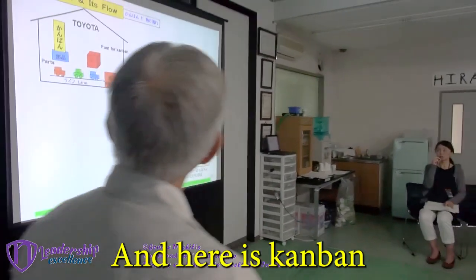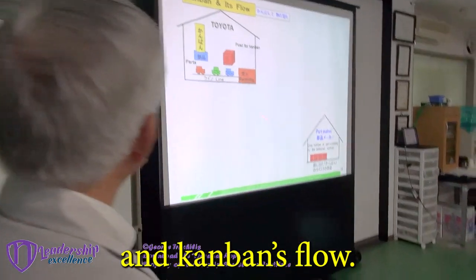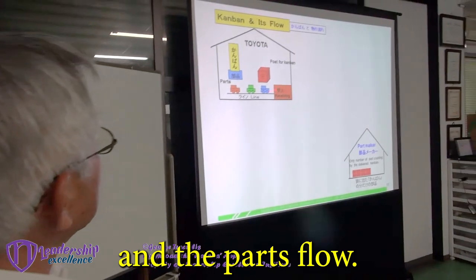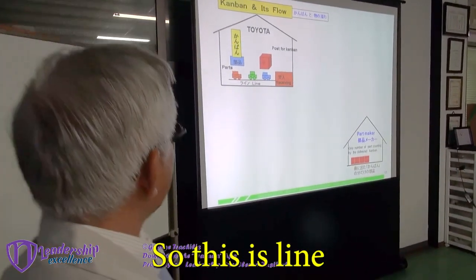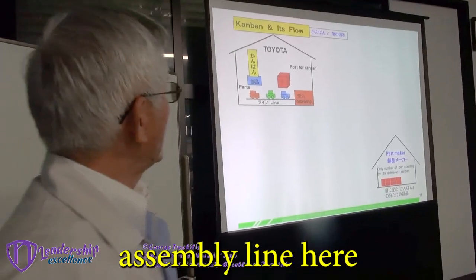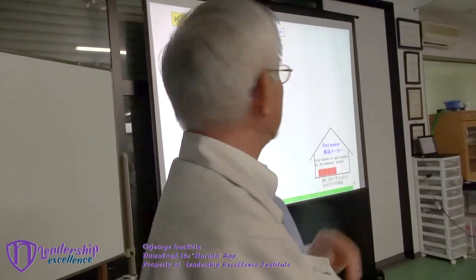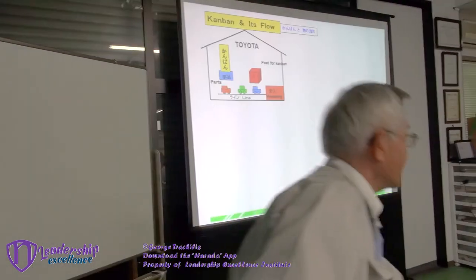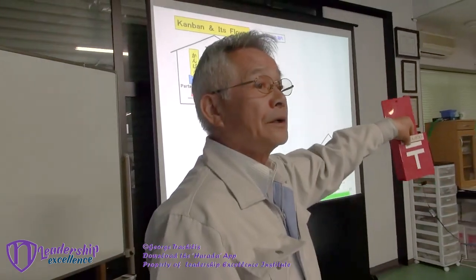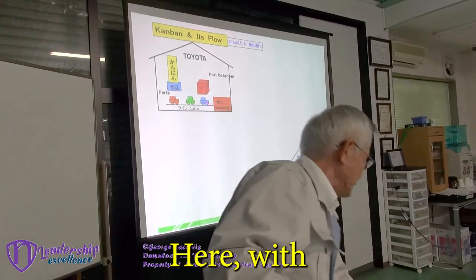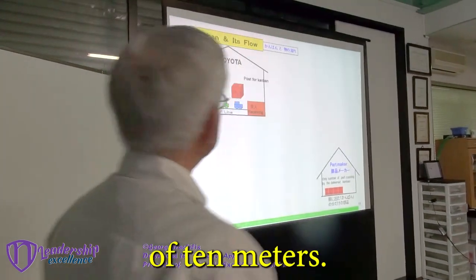Then here is Kanban and Kanban's flow. Kanban and the parts flow. So this is the assembly line here. As you go to the Kyushu plant, you see a Kanban post here with an interval of 10 meters.